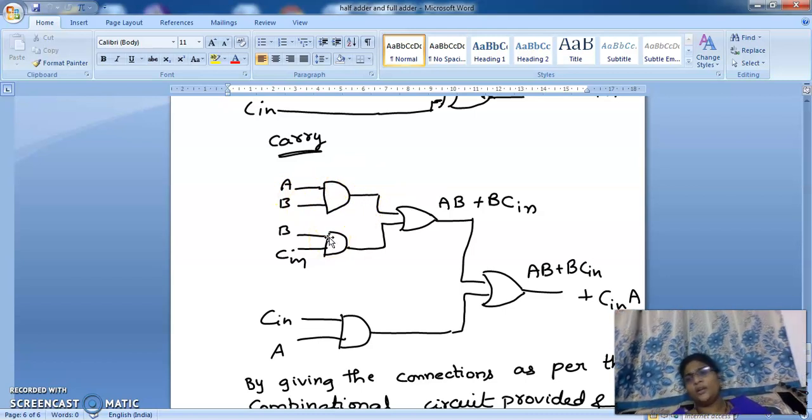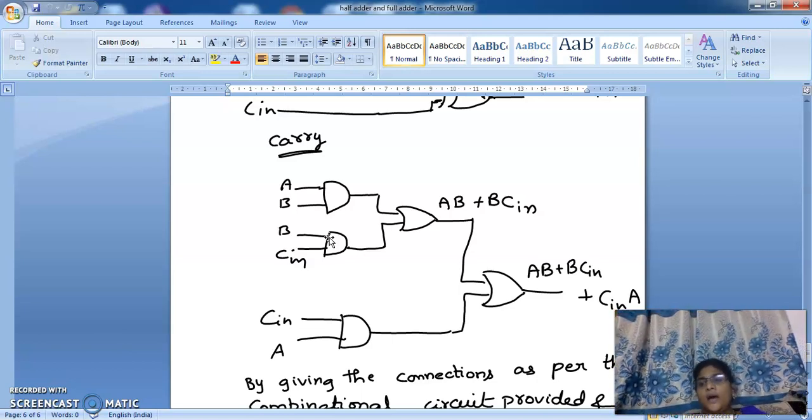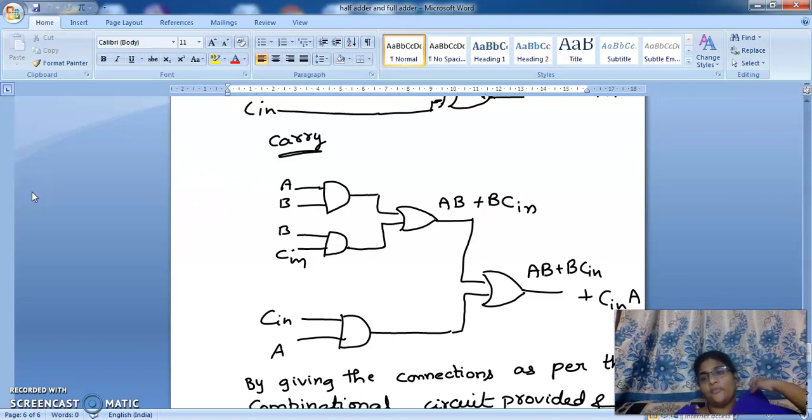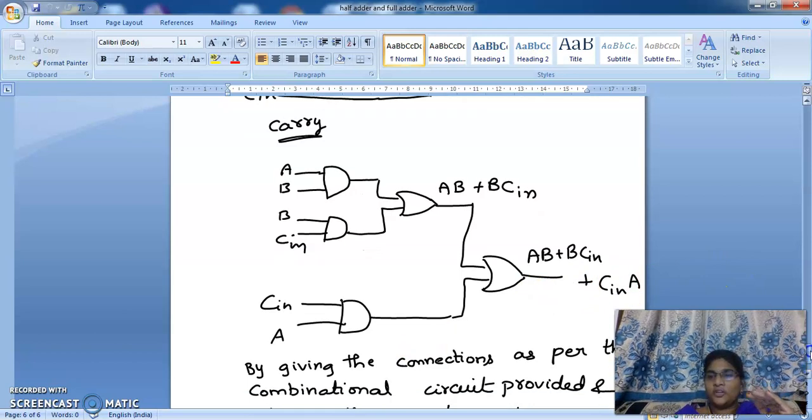You all know that we can have AB plus BC plus CA, but in our kit we won't have a 3-input OR gate, which would be needed to sum up the three terms. That's why what we do is sum up 2 AND gates with an OR gate, and then the OR gate output is again summed with the third AND gate output. Clear, everyone?